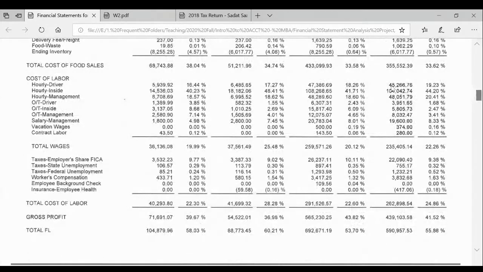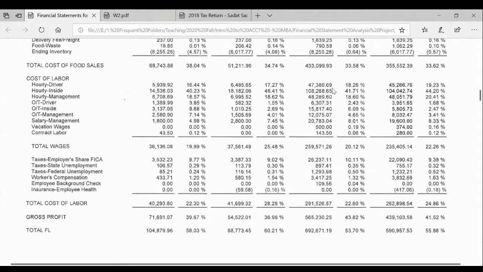So 47,000, 45,000, not a big difference. 108,000, 104,000. So these are different payroll expenses, hourly driver salary, hourly inside, hourly management, overtime, etc., etc. So if you compare these numbers, just the numbers, they look reasonable. If there is a big difference, then there is a question. There would be a question in our mind, why is that?